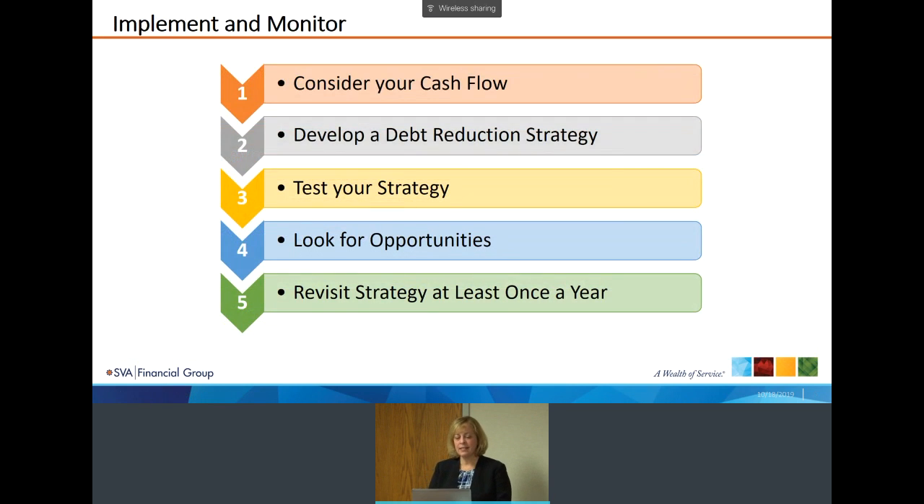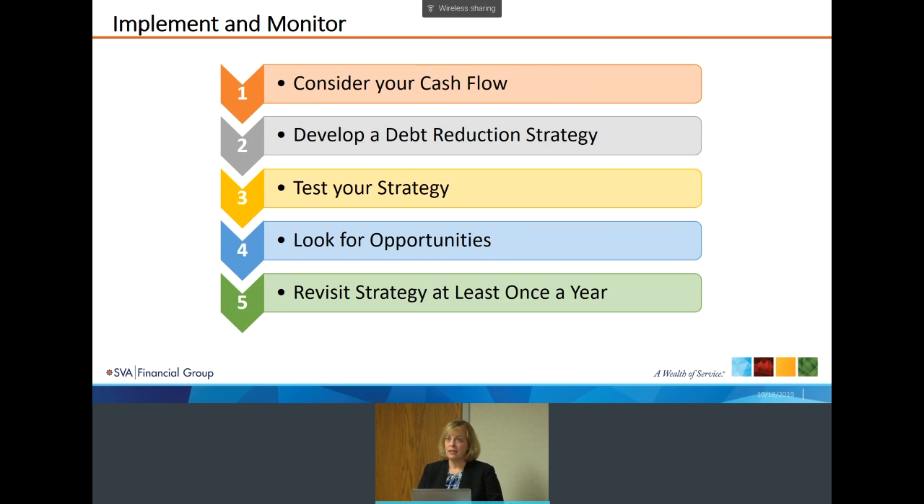Once you've completed the second step of analyzing, we want to move on to implementing. There are many moving parts, as you can see, in looking at coming up with a strategy and the various factors that come into play. But we want to consider, most importantly, your cash flow. What impact will this have on your cash flow month to month? Because this is a delicate balancing act for you between reducing your student debt, saving for retirement and other financial goals, and living life today.